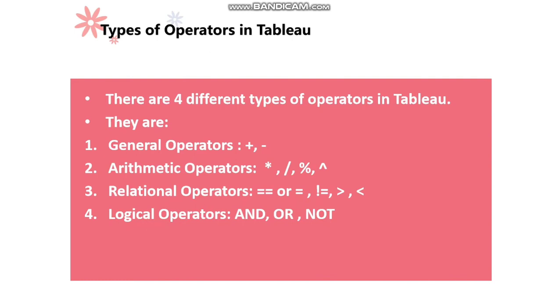And if we want a particular date or a particular condition to be matched with something or not matched with something, then we can go with NOT. So we can use these logical operators AND, OR, NOT, and we can get the result as Boolean values, which is nothing but true or false. Yeah, this is how we can use the operators in Tableau.